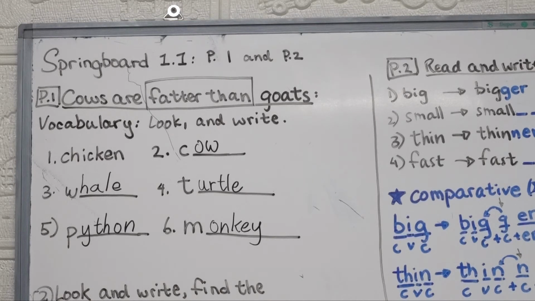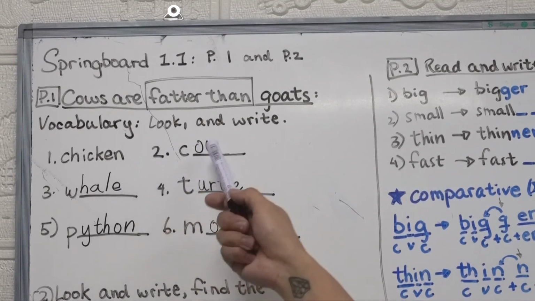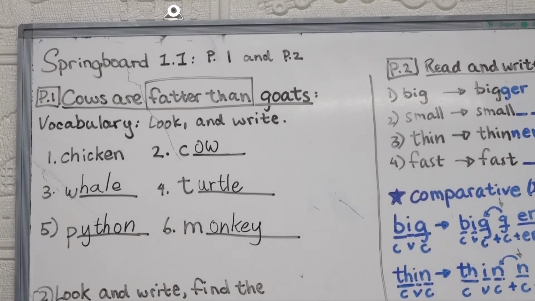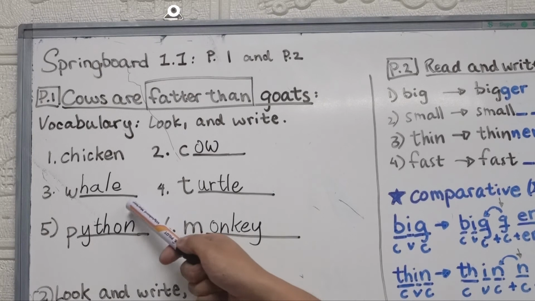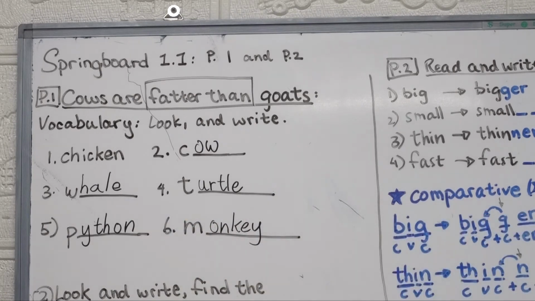So these are the wild animals that we can see in different places, right? Farm animals are not wild. Farm animals are the ones we take care of. Chicken and cow, they are farm animals. And when we go to the ocean, we can find some whales and turtles. And when we go to the jungle, we can find some pythons and monkeys.